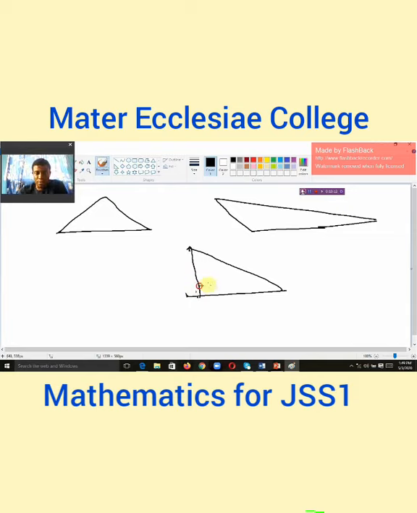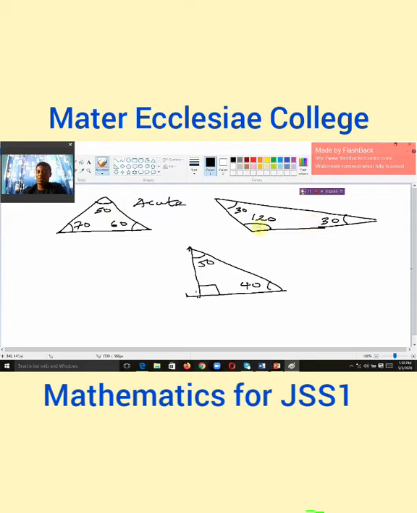So now this is 90. So let's take for example this is 50, and this is 70, and this is 60. And this is 120, and this is 30, and this is 30. Let's say this is 50, and this is 40. So this triangle is acute. You can see that all the angles here are less than 90 each.